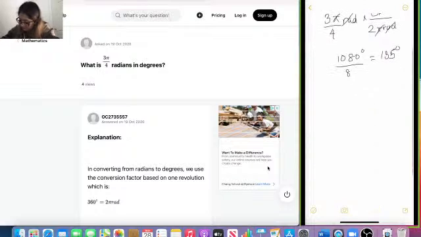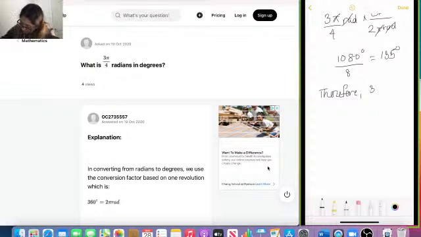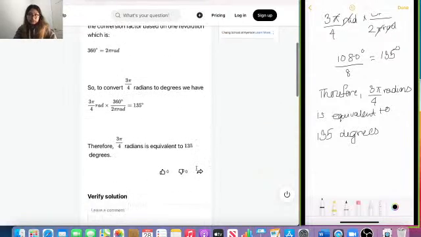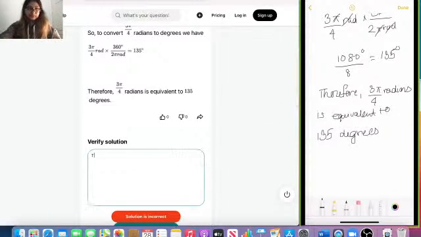And so therefore, our closing statement: therefore 3 pi over 4 radians is equivalent to 135 degrees. Okay, and so this is correct.